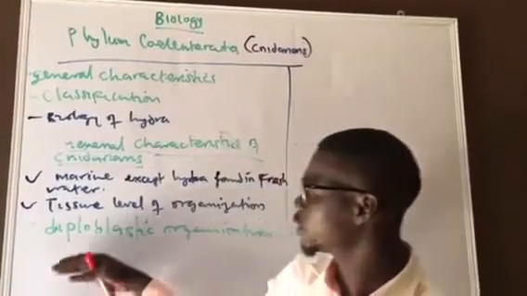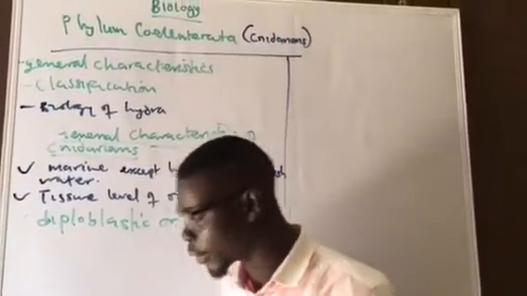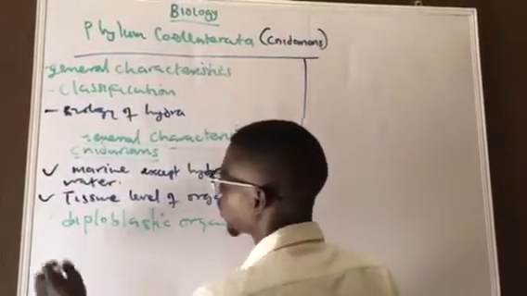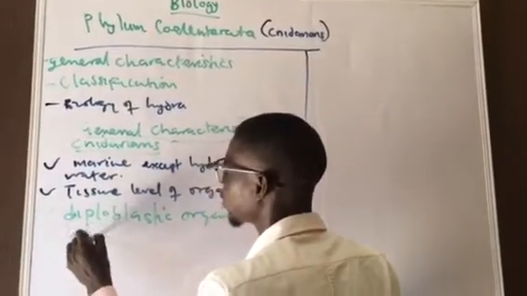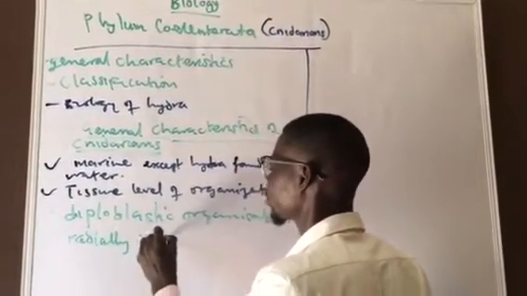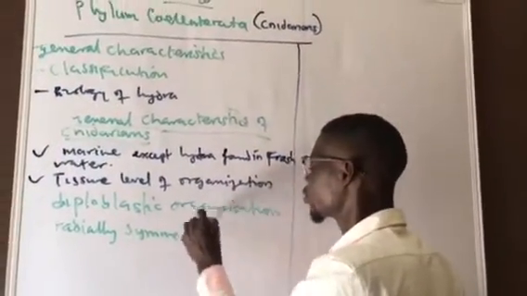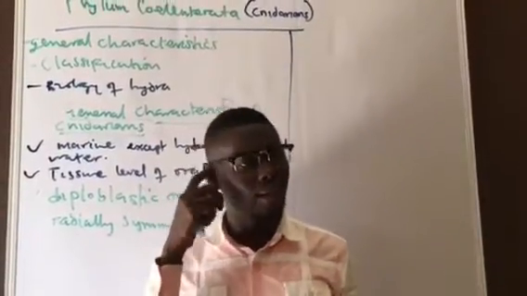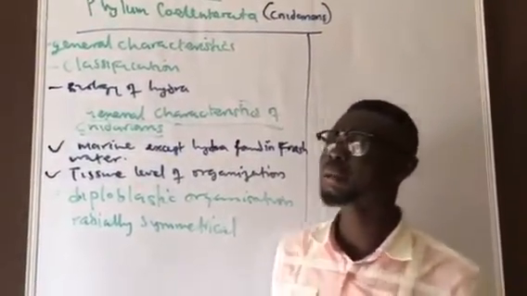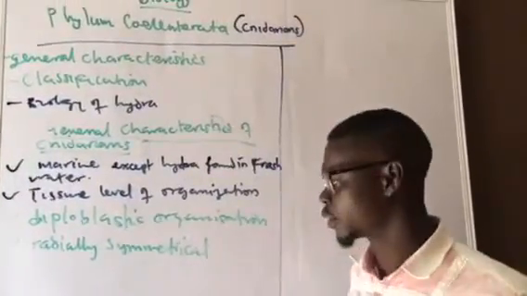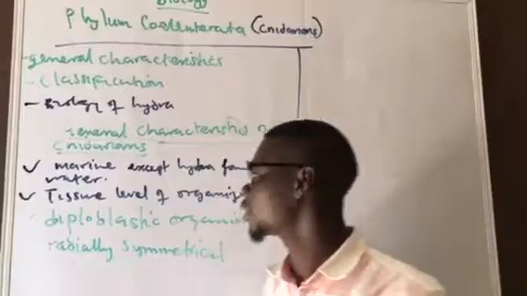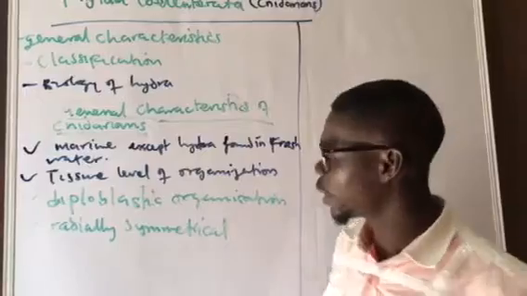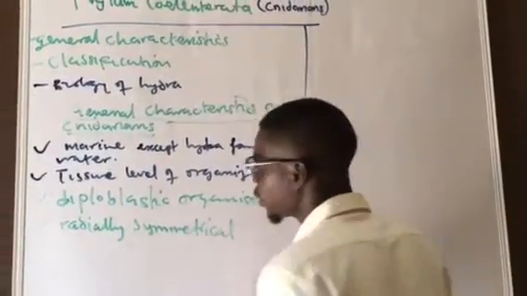After this, in the general characteristics, they have symmetrical bodies. Radially symmetrical, rather. This group of organisms can be cut along any axis, in any diameter, to form two equal halves. That's why we say they are radially symmetrical. The Cnidarians are also acoelomate.